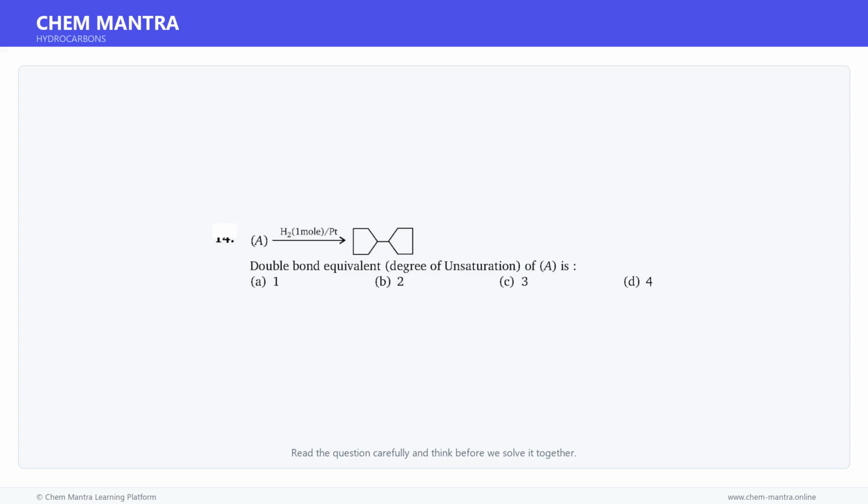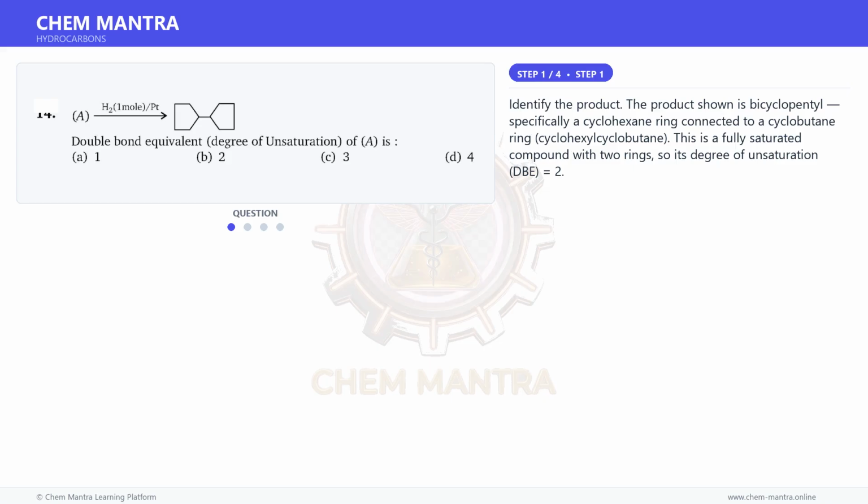Here is a question. Read it carefully and think about the answer. Let us solve it step by step. Let us begin solving this step by step. Identify the product. The product shown is bicyclopentyl, specifically a cyclohexane ring connected to a cyclobutane ring, cyclohexylbutane.